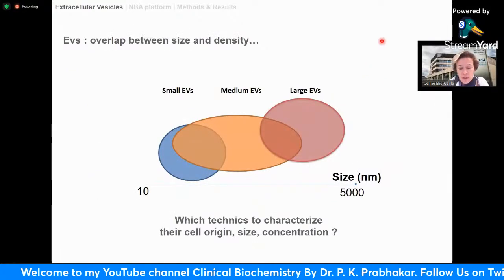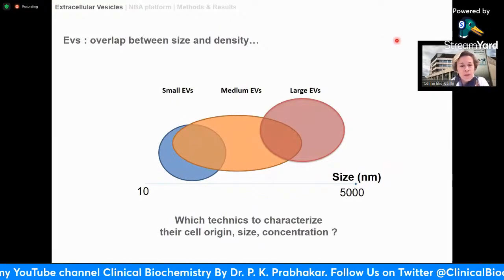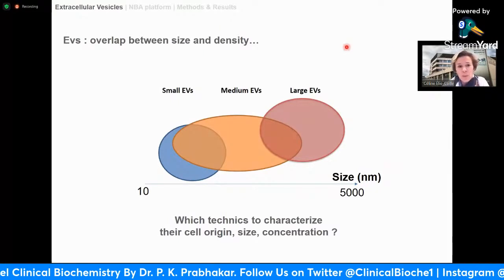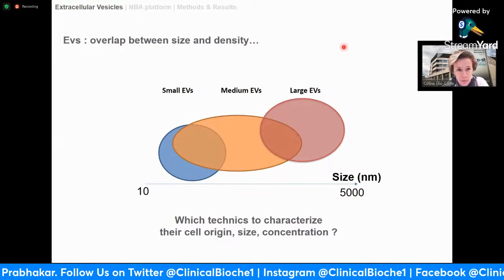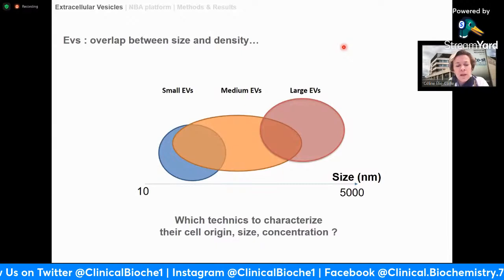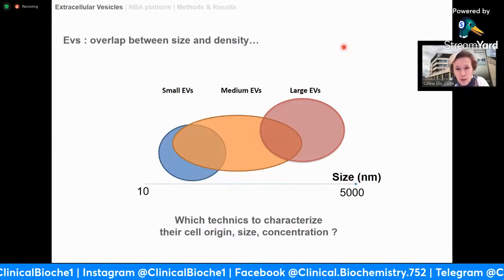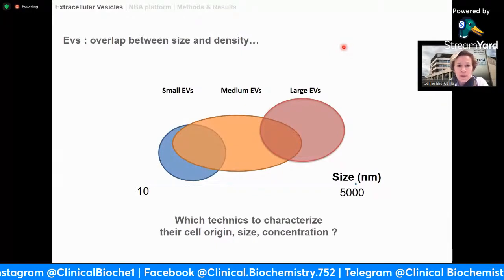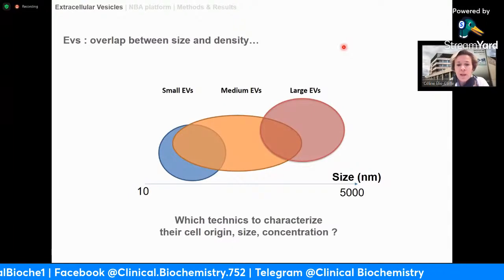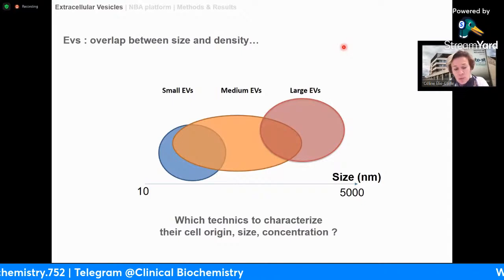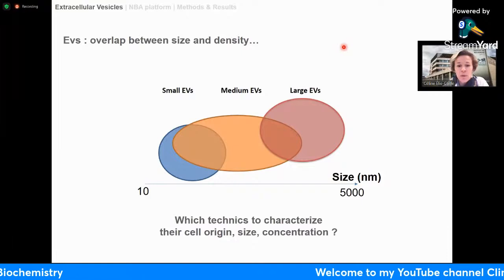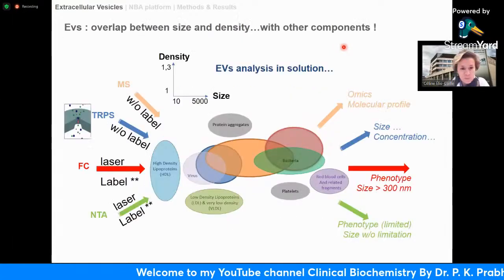So for all those reasons, it's interesting to try to characterize and detect them, but the main problem is that among this number of different objects, EVs belong to small, medium, or large EVs, and they overlap in terms of size and density, while their function is not at all the same. So the main question is to provide techniques, or combinations of techniques, that enable us to characterize their cell origin, their size, and also their concentration.